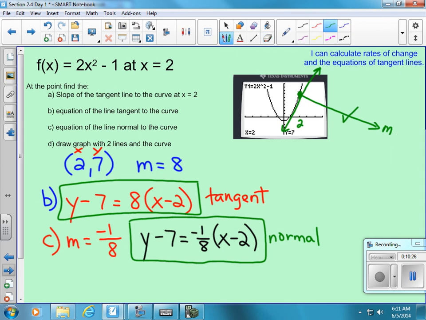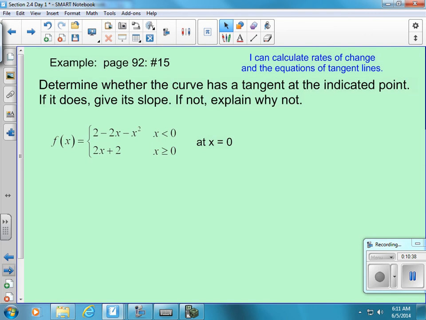Okay, the slope of the normal line, slope of the tangent line. All right, so tangent and normal, that's what they want you to do, draw the graph of the two lines. All right, next example. This says determine, this is a little bit different. You have to do problems 15 to 18 in your assignment. Well, that's part of it. And you have to determine whether the curve has a tangent at a point.